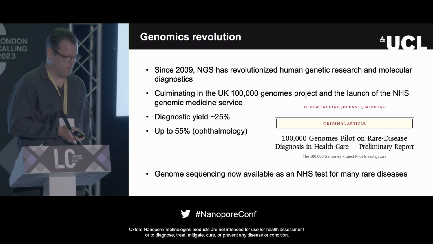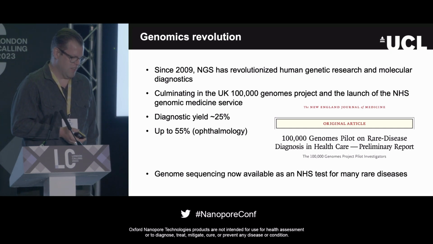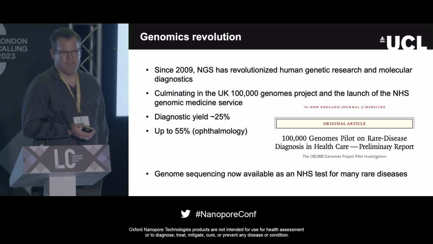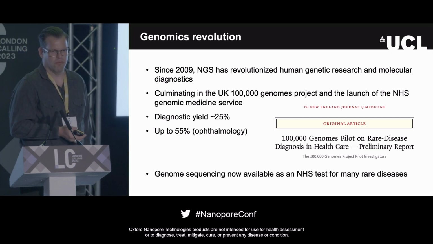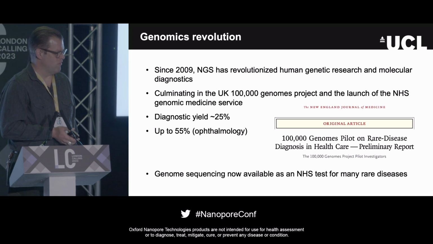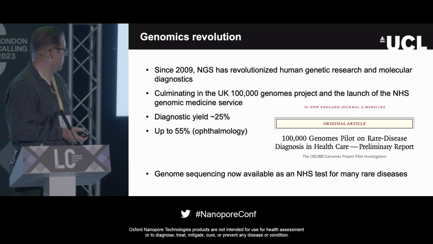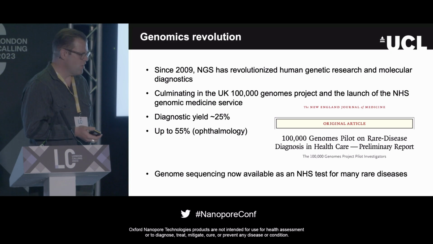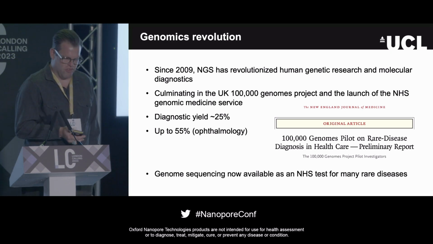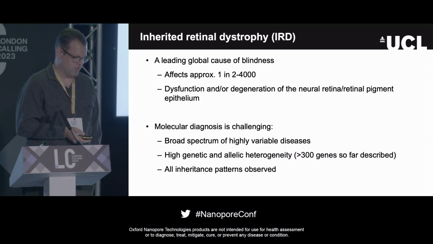We got up to 55% in the pilot study for Genomics England, and this is because we understand the genetics of rare eye diseases very well. We're very good at deep phenotyping these cases, so we often have a really good clue as to which gene we are looking at. So now, genome sequencing is available as an NHS test for many rare diseases, including retinal dystrophies.